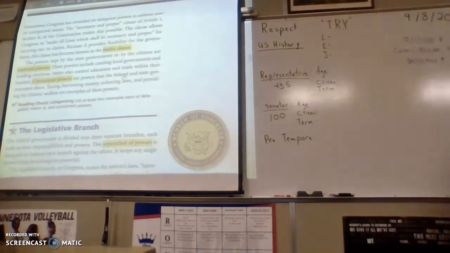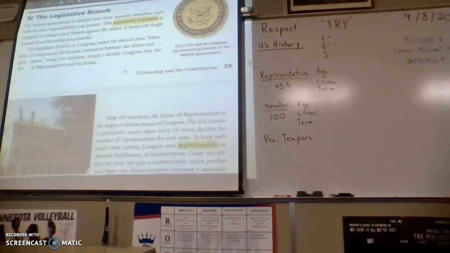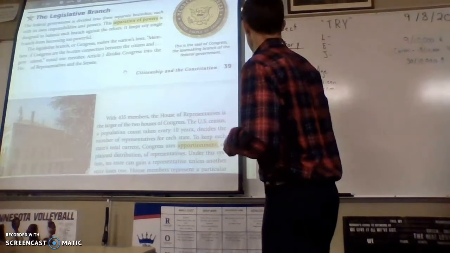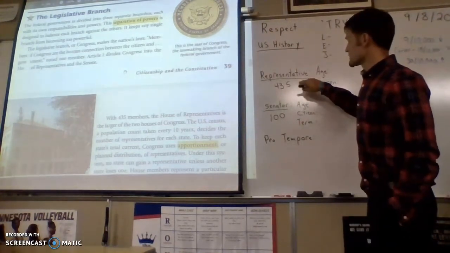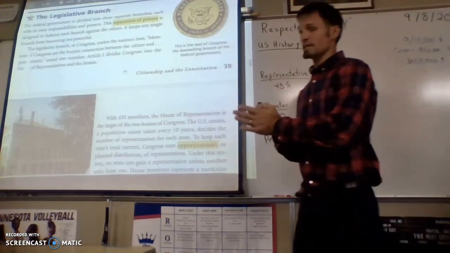Then we've got the separation of power and the beginning of our three branches of government. No one branch of government is more powerful than the next. The other two are always more powerful than one by itself. So the legislative branch is made up of Congress, which is our House of Representatives and Senators together. That is Congress, and that is our legislative branch.